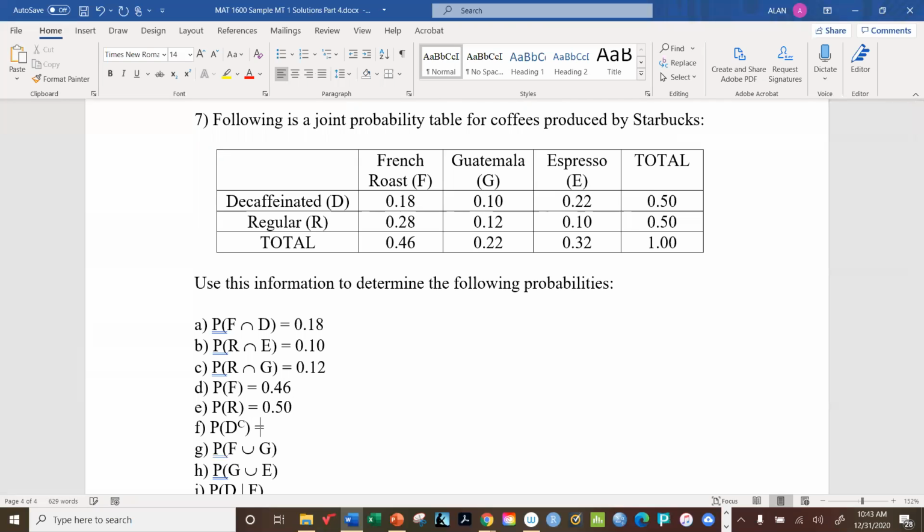Now for D complement, we can approach this 2 different ways. We can use the complement rule, but we can also note that because of the way this table is set up, all the coffees have to be either decaf or regular. And of course, there's no coffee that's both. And so what that implies is that decaf and regular are complements. So this question, this 1 minus PD, is also guaranteed to equal the probability of R. Okay, but I think it's easier to just use the rule. But I just want to point out that these 2 are in fact complements.